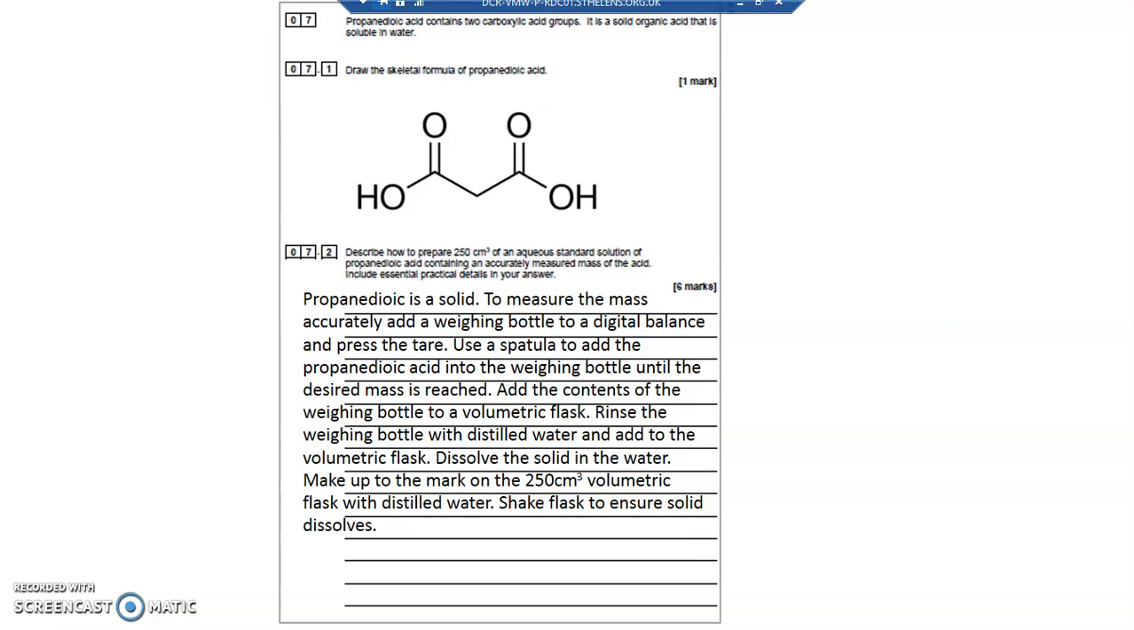Rinse the weighing bottle, because there might be still some residue of solid in there, with distilled water, and add that to the volumetric flask. So make sure that it's all washed out of the flask. Dissolve the solid in the water in the volumetric flask by shaking or stirring. So shake or stir to dissolve the solid in the water, and then make up to the mark, the 250 centimetre cubed on the volumetric flask, with distilled water. And then at the end you shake the flask to ensure that the solid dissolves and also that the concentration is equal throughout.